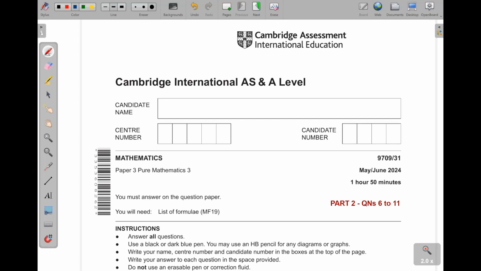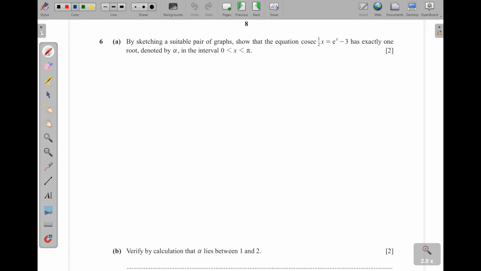This is Teacher Simon taking you through Cambridge International AS and A-Level Pure Mathematics 3, Paper 3-1 for May/June 2024, and this is part 2 for questions 6 to 11. Question 6 is coming from numerical solutions, where we cannot solve the equations given using the usual algebraic methods.